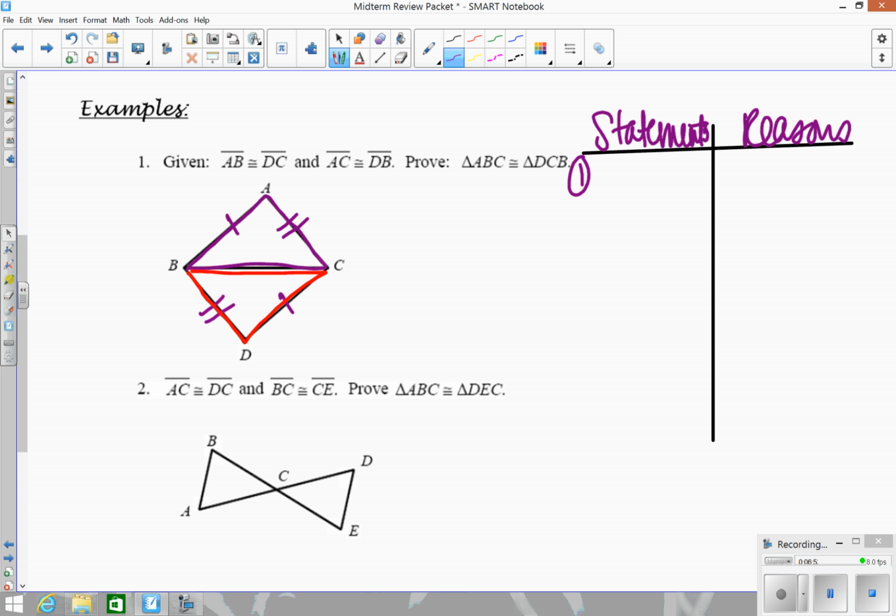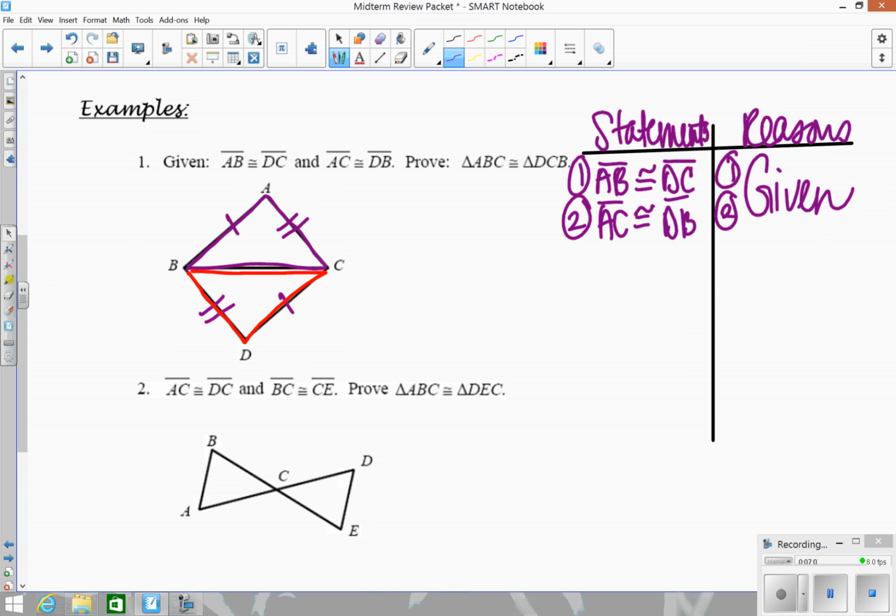And remember, we always start with the given. So AB is congruent to DC. We have AC is congruent to DB. So these things are given. And then we need to be able to prove that these two triangles are congruent. So looking at the picture now, because I can't really make any further conclusions with these two givens, but looking at the diagram, I see a shared side. I see the reflexive property. So I can now add in my proof, BC is congruent to itself by the reflexive property.